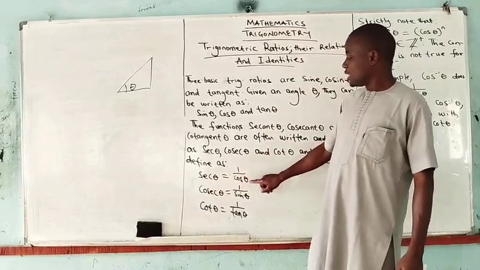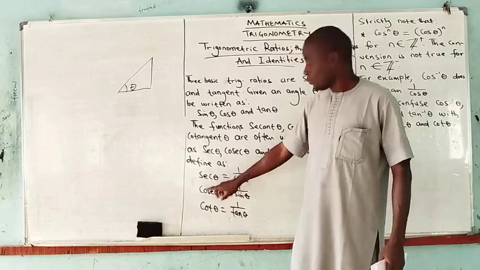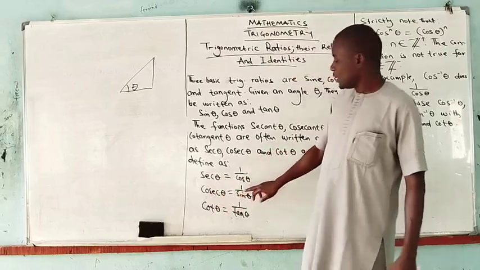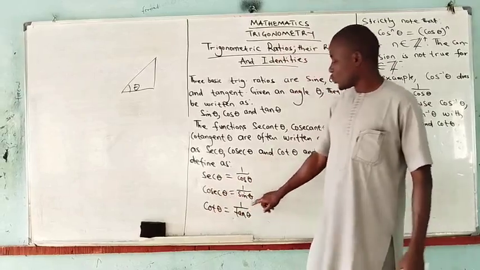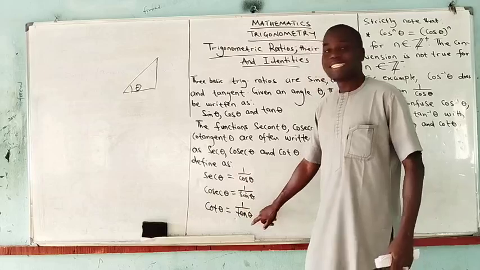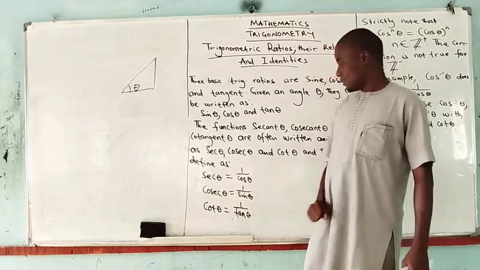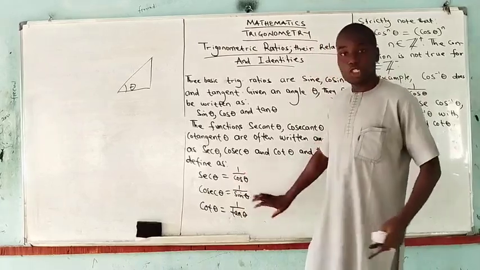1 divided by cos theta gives you sec theta. Then cosec theta gives you 1 over sine theta. Then cot theta is 1 all over tan theta. Look at this. So this is the relationship.